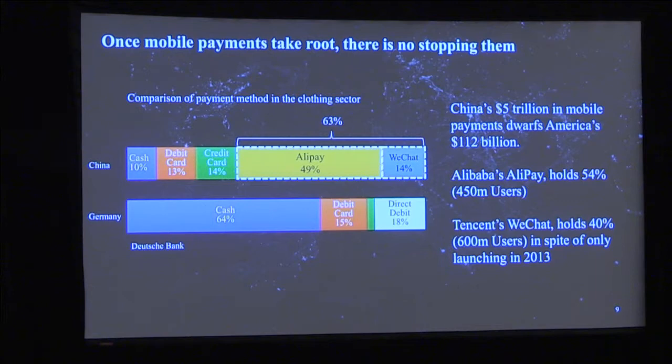It totals for the whole of China about $5 trillion compared to the USA of roughly $110 billion, a 50-to-1 ratio. So once the mobile phone payment concept takes over, and of course China was one of those countries where people didn't have bank accounts, weren't able to get bank accounts, as a result, it is taking over.